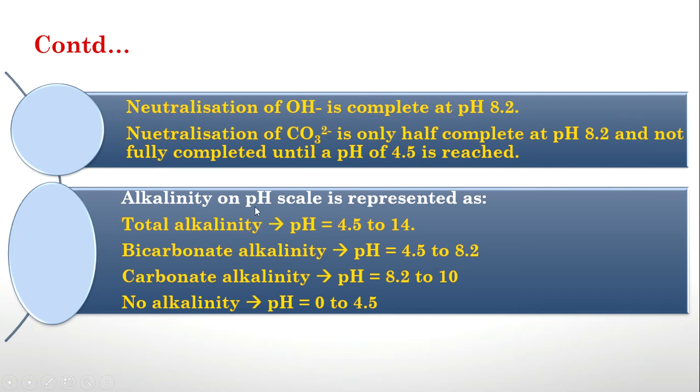And when we are representing alkalinity on a pH scale, we can say like this: the total alkalinity is represented between a pH of 4.5 to 14. Bicarbonate alkalinity is 4.5 to 8.2. Carbonate alkalinity is 8.2 to 10 pH. Non-alkalinity, we can say that the water is not alkaline when its pH is 0 to 4.5. So this is the case.